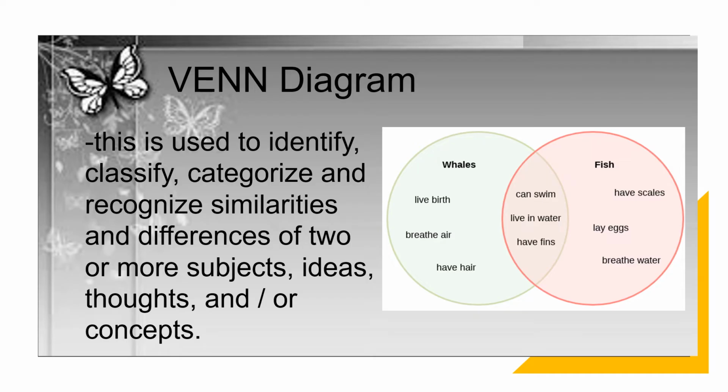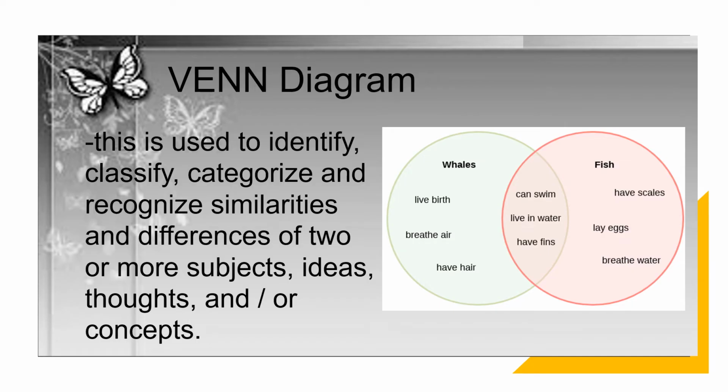Venn diagram is one of the most common diagrams that we have been using. A Venn diagram is used to identify, classify, categorize, and recognize similarities and differences of two or more subjects, ideas, thoughts, and/or concepts. In order for us to form a Venn diagram, we need to have two circles. These two circles with portions that overlap.